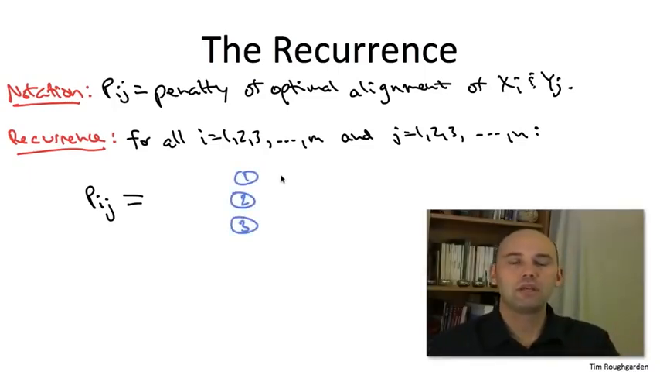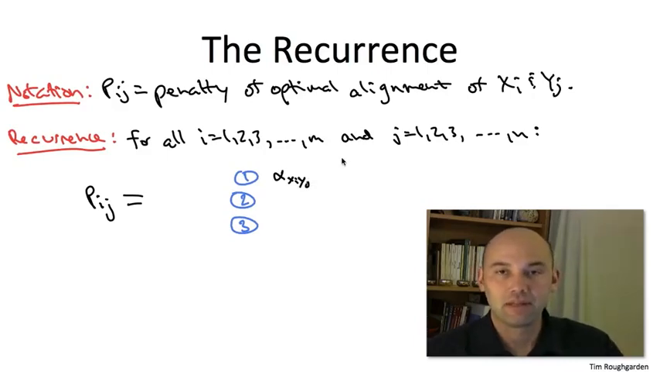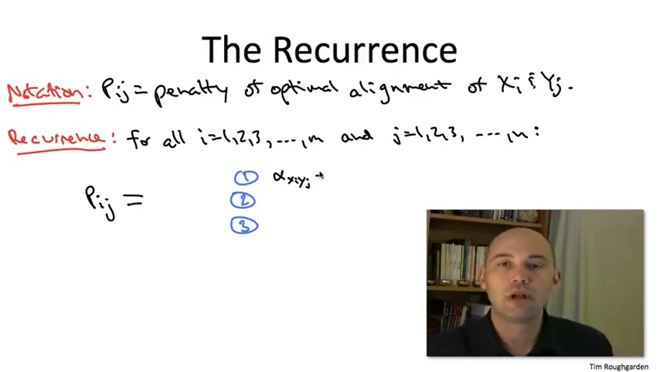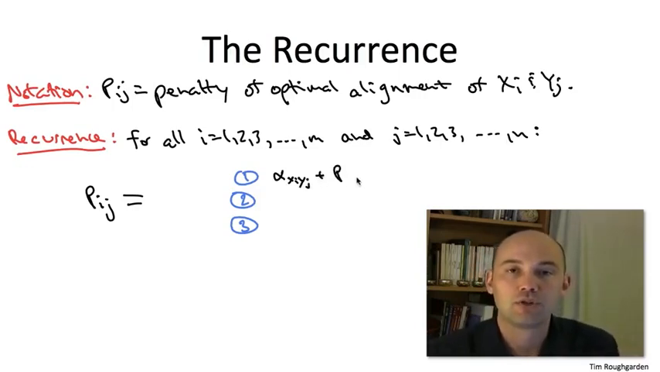Case one is where the final position of the optimal alignment doesn't have any gaps. So it matches the final character of x_i, that is little x sub i, and the final character of the prefix y_j, that is the character little y sub j. It matches them together and just reuses an optimal alignment for the smaller strings x_{i-1} and y_{j-1}.